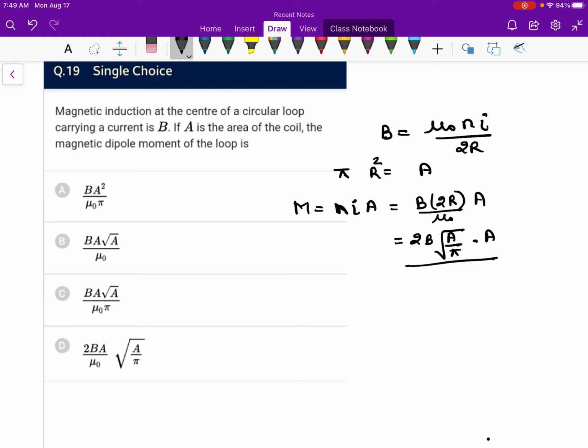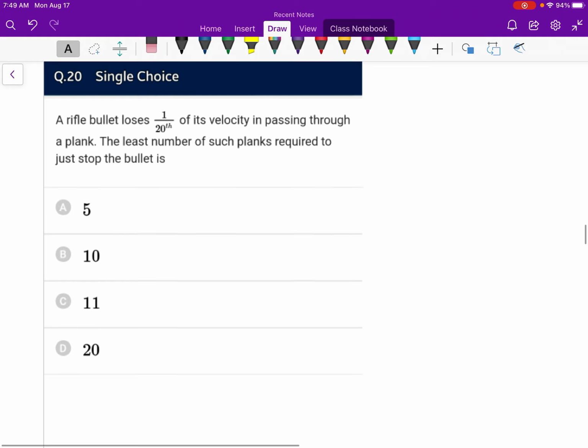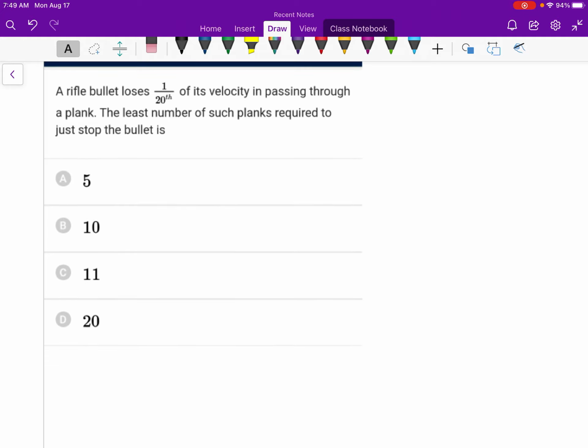Ni is B into 2R upon mu naught. So 2BA upon mu naught into A by pi under root. So D is the correct option.